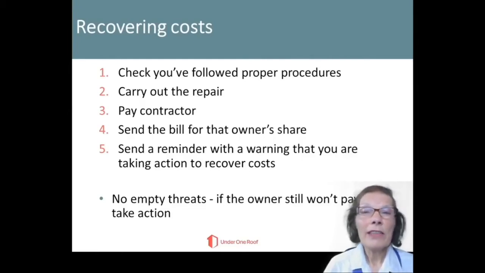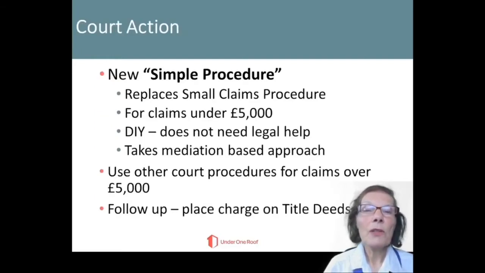And I have met owners who tell me that they've done this. They have followed the pages on Under One Roof, word by word, letter by letter, and they've recovered their costs, and they've represented themselves all the way through this process. And what they've used is a procedure which is called simple procedures, and this replaced the small claims procedure as it was known previously. And this is for claims under £5,000. So if you've got 8 owners in a tenement, £5,000 each, that's £40,000 of a repair. That is quite a big repair that you can deal with yourself through using these simple procedures.